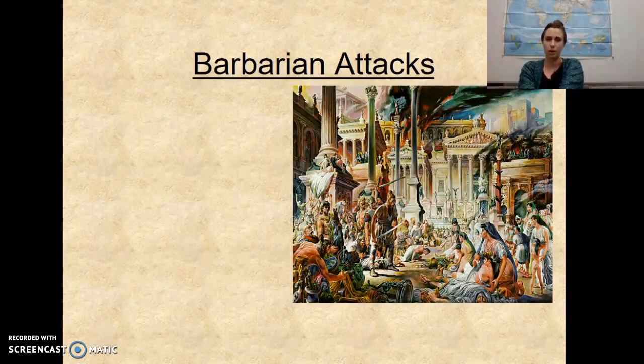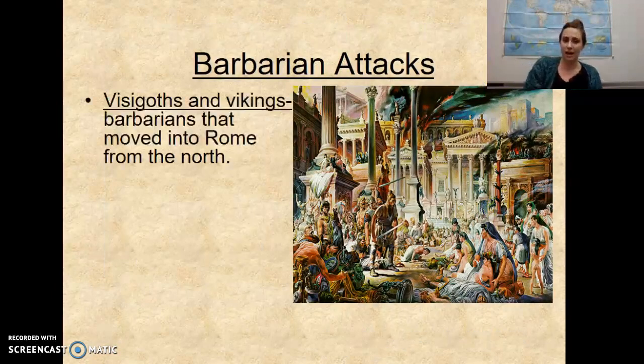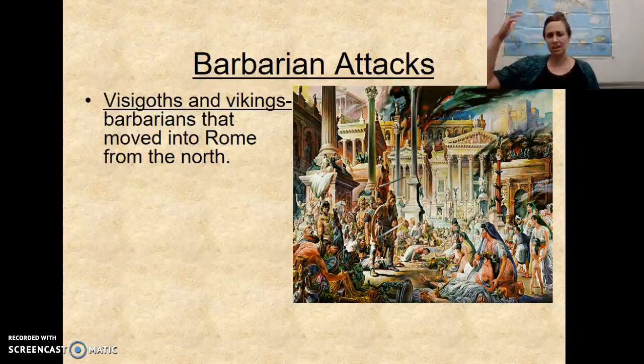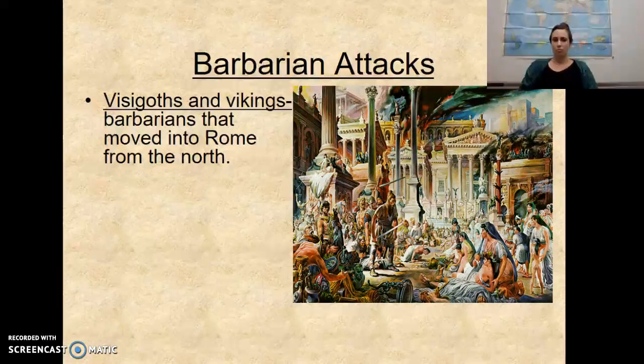Constantinople, New Rome, right? Barbarian attacks, another big theme. The Visigoths, the Ostrogoths, the Vikings, lots of different barbarians that moved into Rome from the north. Rome had been conquering these, quote-unquote barbarians. In fact, they called them barbarians because they thought they went bar-bar when they talked. It wasn't as sophisticated of a language as Latin.